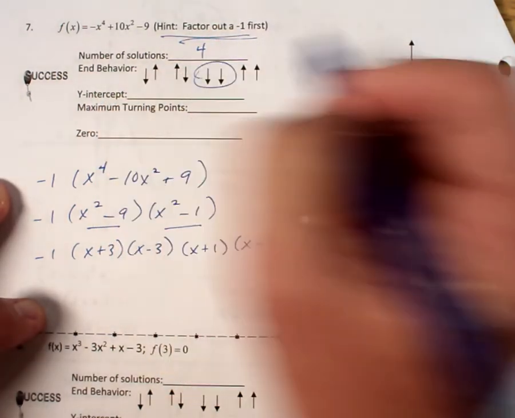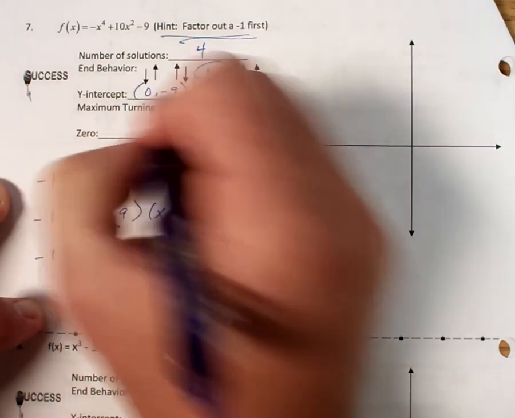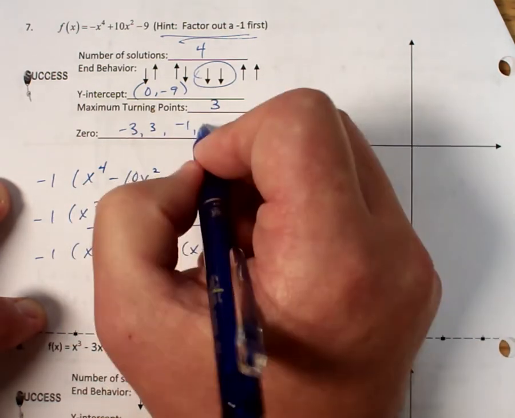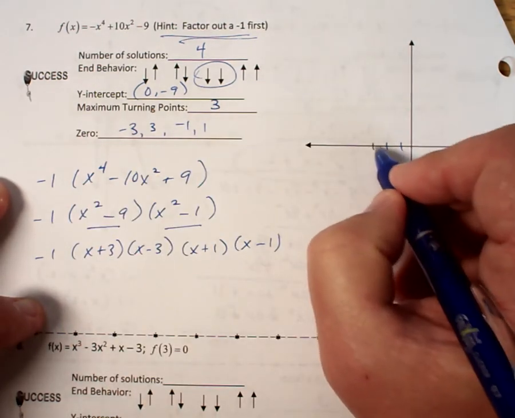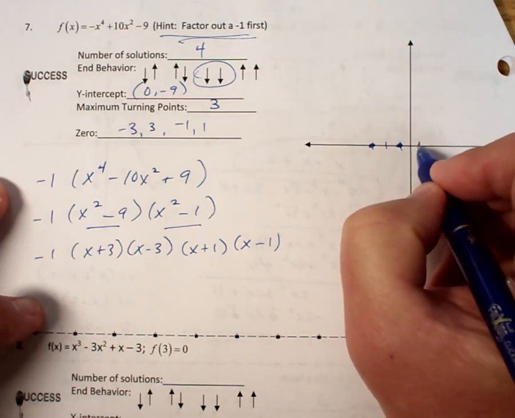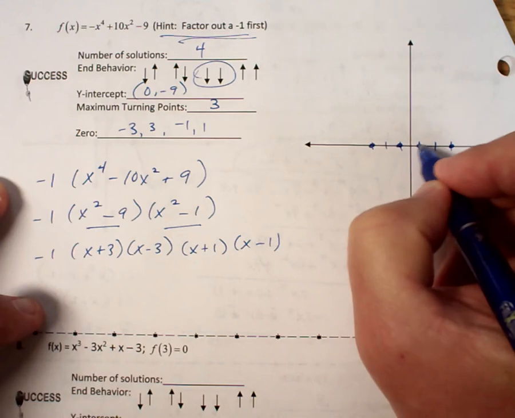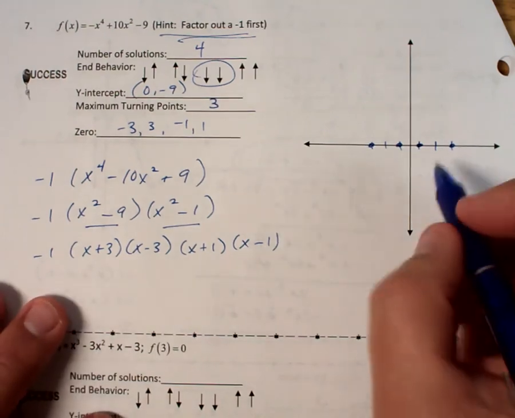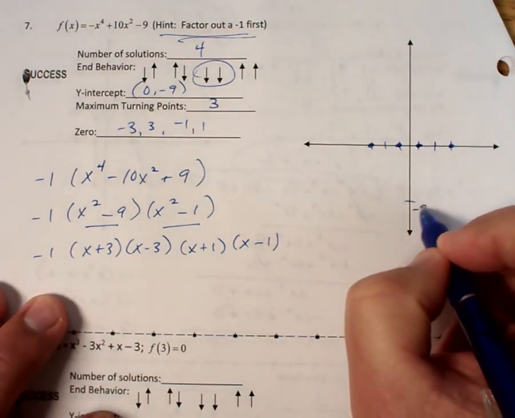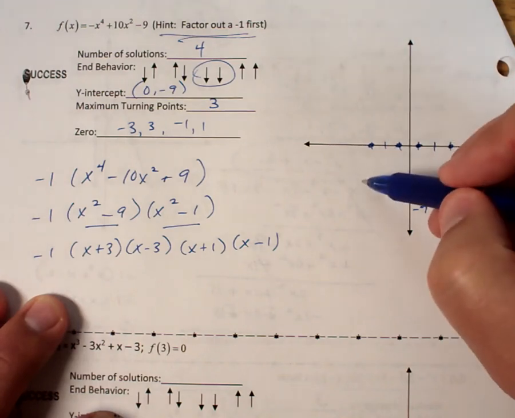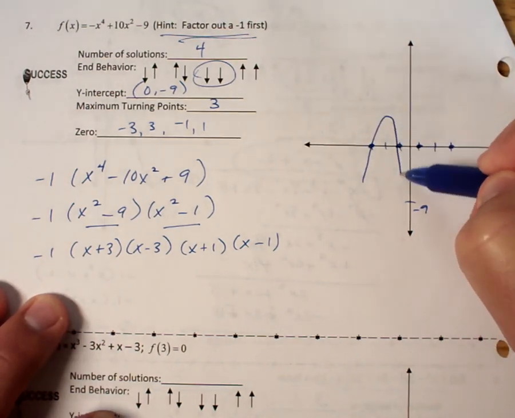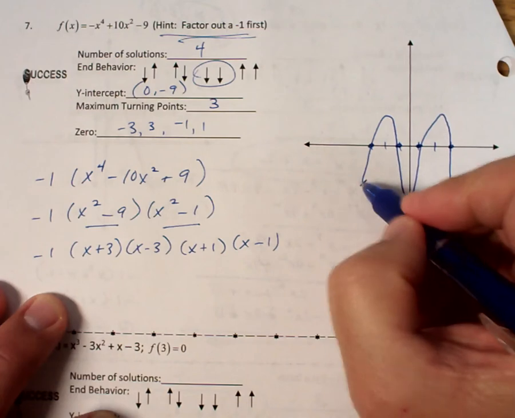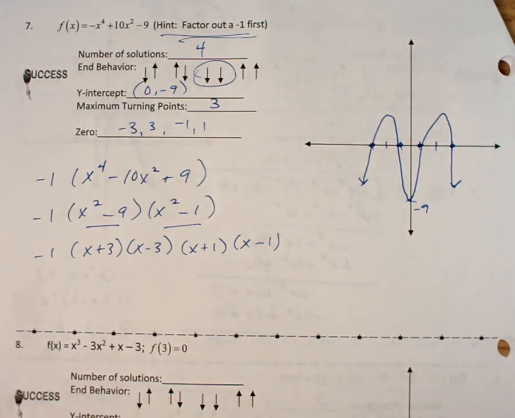Number 4, down and down end behavior. Y-intercept is at 0, -9. Number of turning points is 3, and my zeros would be at -3, +3, -1, and +1. So there's -1, 2, 3. Bink, bink, bink, bonk. Down and down. We got this. With a y-intercept down here at -9. So we're going to go down and down. Wham, bam, and thank you, ma'am. I like it. I like it a lot.